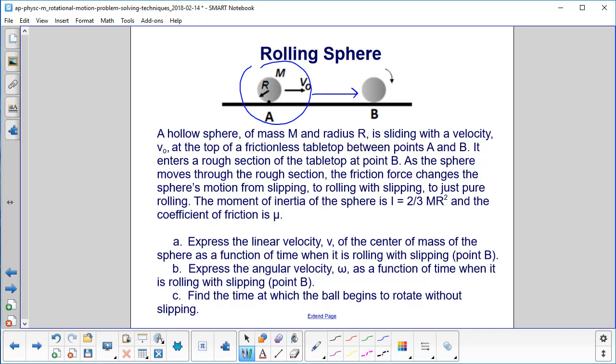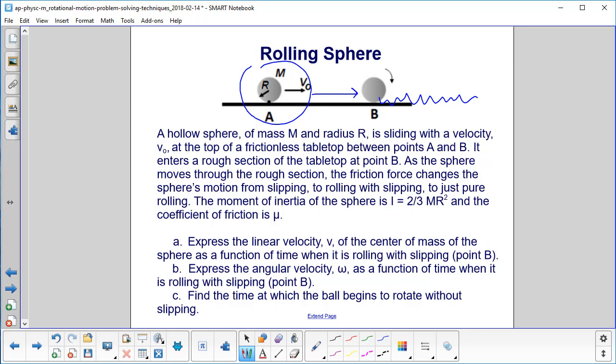As the sphere moves through a rough section, which starts at point B, okay, so this will indicate a rough section, the friction force changes the sphere's motion from slipping to rolling with slipping and then just pure rolling. The moment of inertia of the sphere is I equals 2/3 mr squared, and the coefficient of friction is mu.